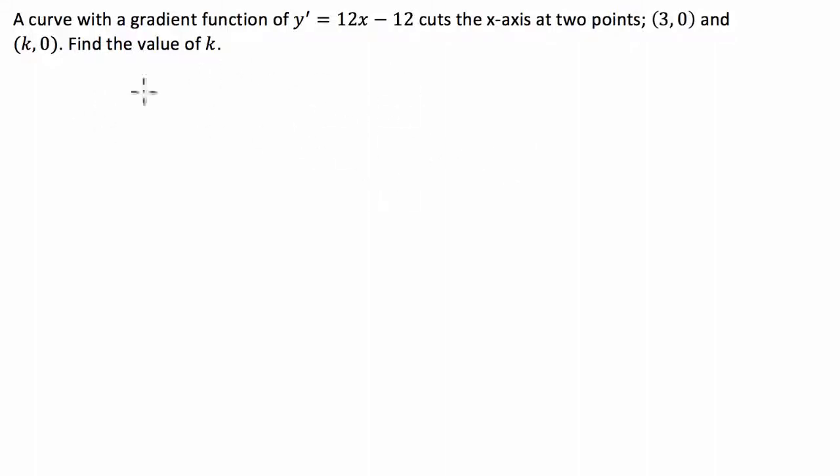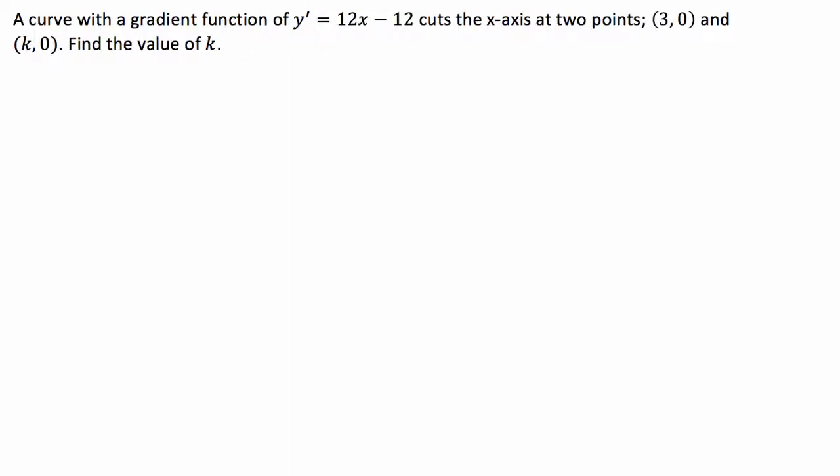G'day guys, we've got an anti-differentiation question here today where we've got a curve with gradient function y dash equals 12x take 12, and it cuts the x-axis at 2 points, (3, 0) and (k, 0). We have to find the value of k. Okay, so this derivative function, or gradient function, is linear, so we can assume that the function it came from will be quadratic.